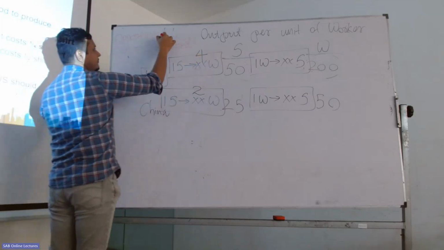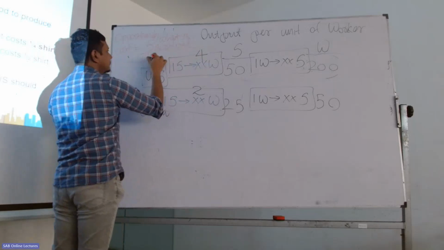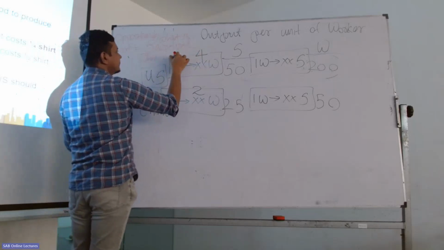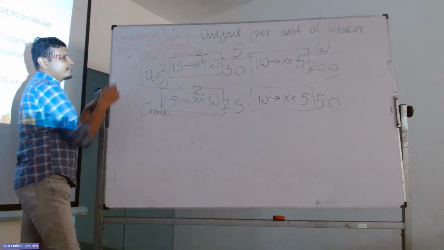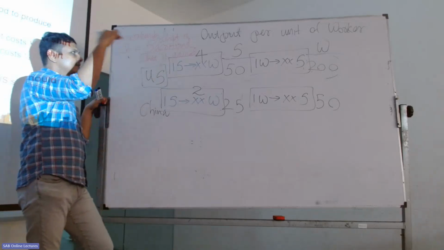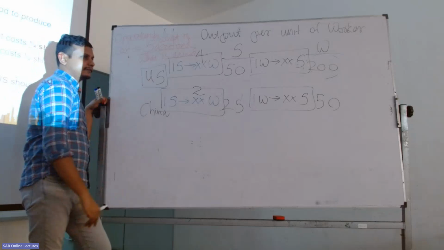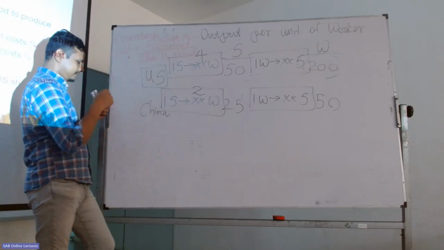What is sacrificed? What is gained? Keep this formula in mind. Opportunity cost is what is sacrificed divided by what is gained.